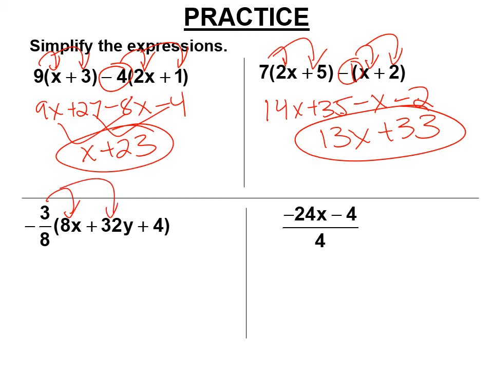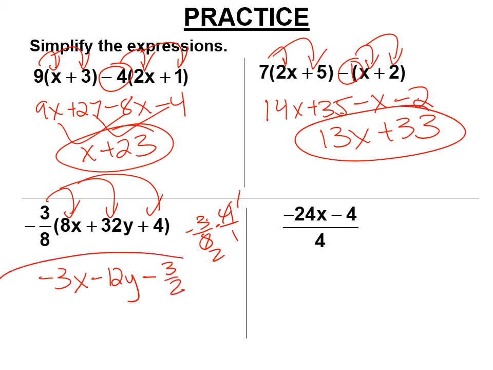Distributing a negative 3/8. The 8's cancel, and you get negative 3x. Negative 3/8 times positive 32. That's minus 12y. And negative 3/8 times 4. And I'm getting what? Ooh, is that right? Negative 3/8 times 4. And so we get minus 3/2 here. Yes. We get the fraction.